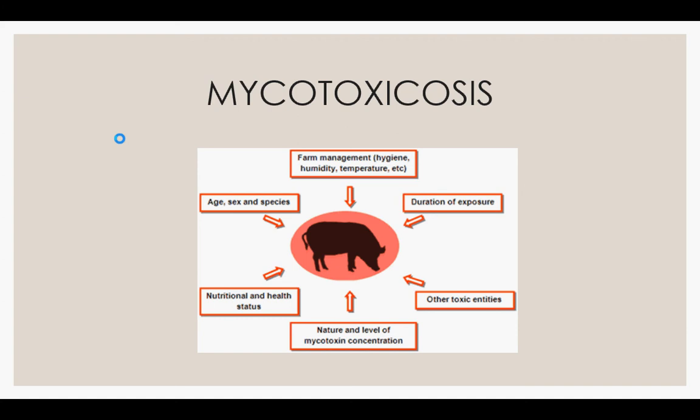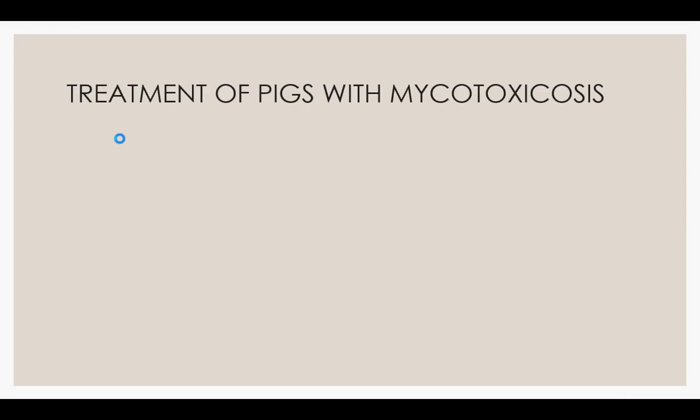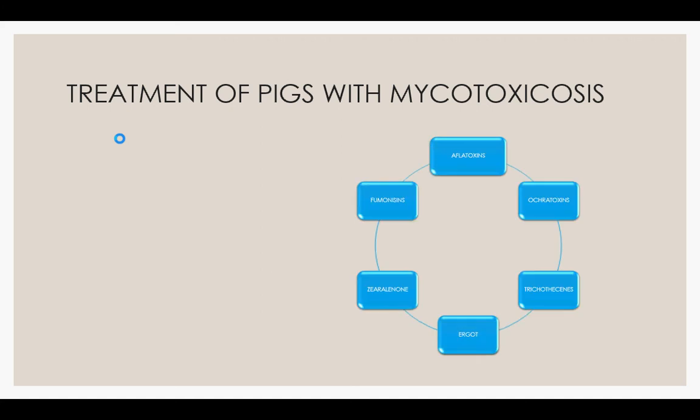All right, so all these factors come into play in determining the kind of effect that mycotoxins will have in pigs. But today, I actually just want to talk briefly about the treatment of pigs that have mycotoxicosis. Now, you look at this slide, you'll see what I would call the major mycotoxins that affect pigs, and they include aflatoxins, ochratoxins, trichothecenes, ergot, zearalenone, and fumonisins.